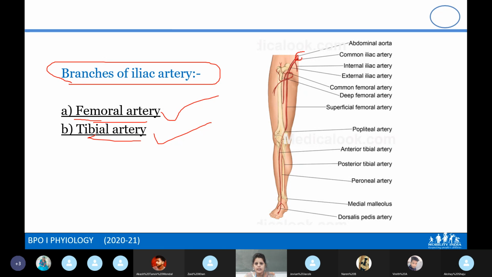Don't look into all these things now. If you start reading now, you will get confused, and there are more chances of getting confused. So this diagram is important. At least you can refer to it later, one topic at a time, when anatomy is covered. So it will be easy for you.